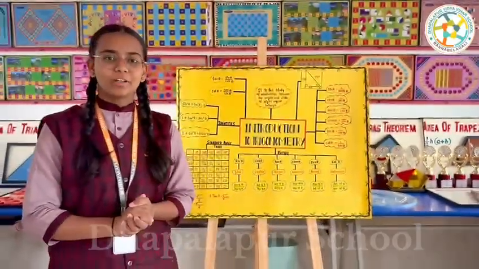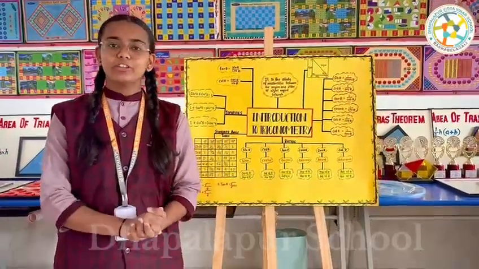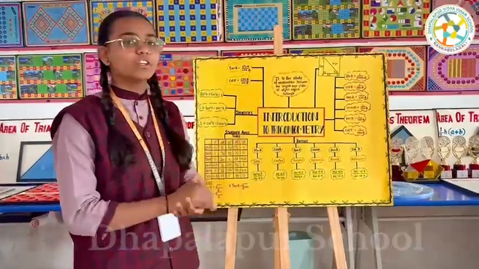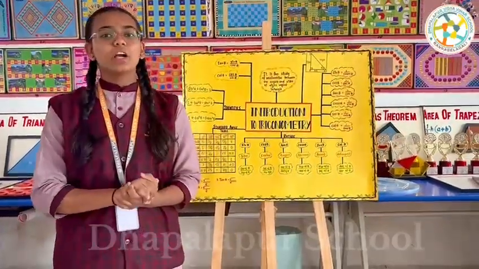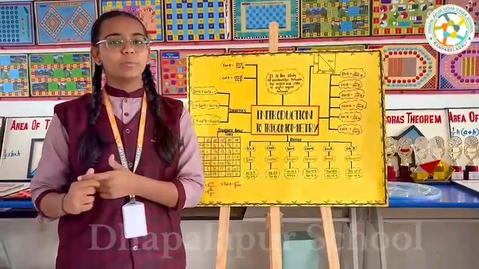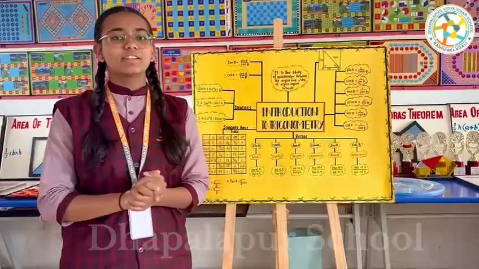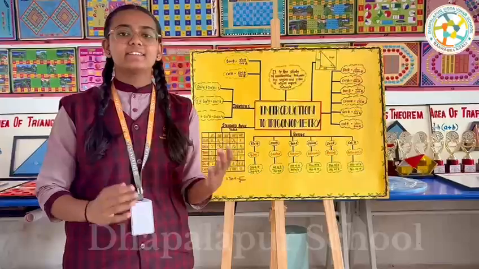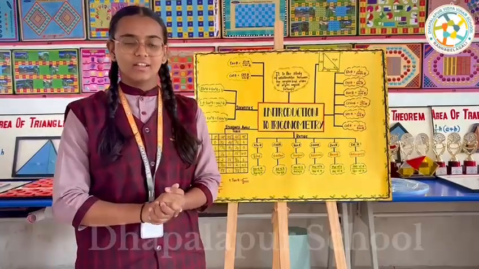Hello everyone, I am Anvita from grade 10 here to give a brief introduction about the chapter Introduction to Trigonometry. Trigonometry comes from two Greek words: trigono means triangle and metron means measurement. In simple words, trigonometry is the measurement of sides and angles of a right angle triangle.